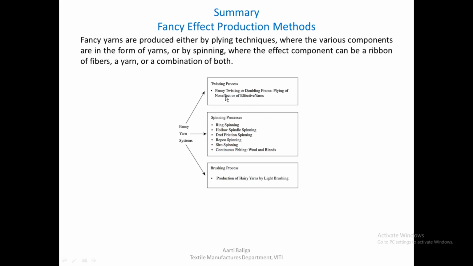The twisting process: fancy twisting or doubling frame, plying of non-effect or effect yarns. Then we have other systems that are spinning processes, that is, applying technique, which is ring spinning, called ring spinning throughout. And then we have hollow spindle spinning. We can have DREF friction. We can also use Repco spinning, Cyro, as well as felting techniques to produce certain fancy effects. Another process involved in the making of fancy yarns is the brushing process, where we can produce hairy yarns by light brushing.